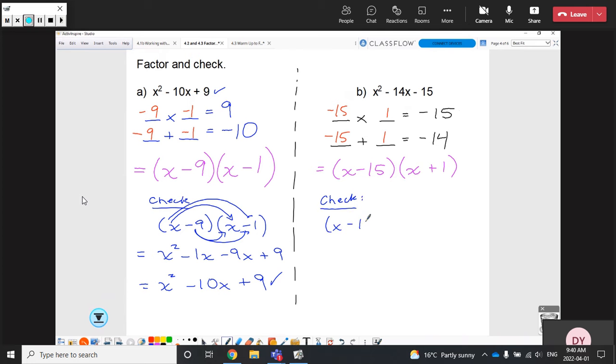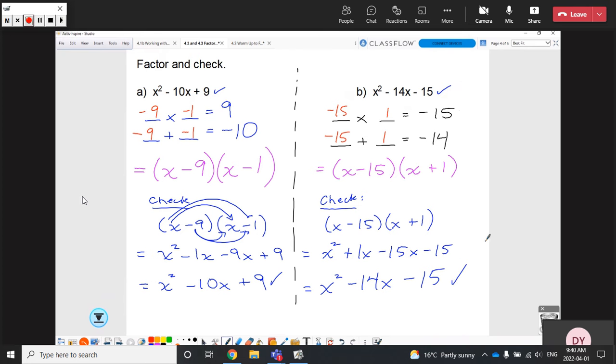We kind of laugh at this step. We're like, oh, okay, you want me to FOIL one of these things? No problem. Let me add it. Here we go. X squared plus 1x minus 15x minus 15. Oops, not 115, you silly. And x squared minus 14x minus 15. Is that the same as the original? It sure is, and we're great.